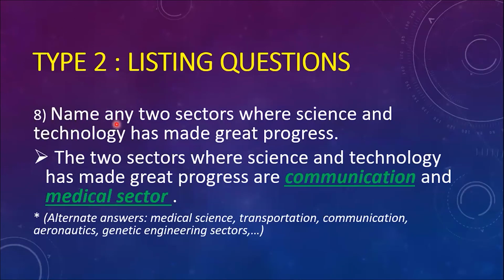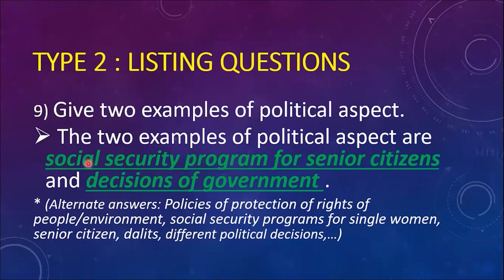Let's go to next. Name any 2 sectors where science and technology has made great progress. What are those 2 sectors where science and technology has made progress? So the 2 sectors where science and technology has made great progress are communication sector and medical sector. Instead of this, you can give other transportation sector, communication sector, or you can say aeronautics or genetic engineering or other sectors. Next question, 9 number.